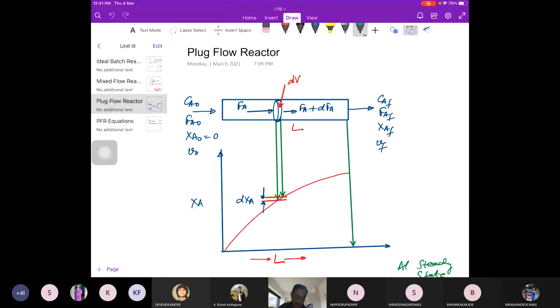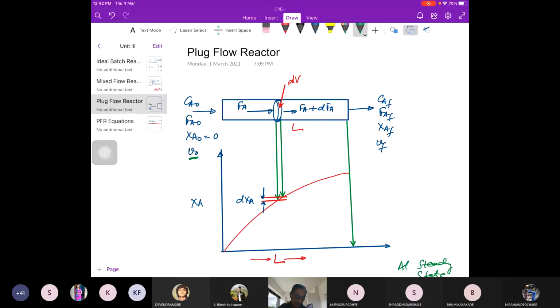So plug flow reactor is essentially a tube. It can be small diameter, it can be big diameter, doesn't matter. It's basically a tube or pipe. So feed is concentration Ca naught, flow rate is Fa naught, and initial conversion हमने 0 लिया है यहाँ पर. In volumetric flow rate is V naught, and the final concentration is CF, FAF, XAF, and VF.